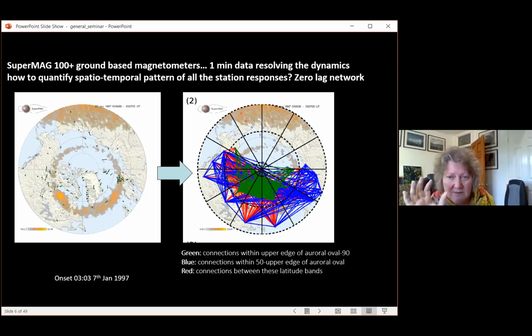Okay, but having done that, then we can do something like this. And this is just the zero lag. Remember, there's a function of lag. We've literally just taken the time at onset and colored in the connections. The green is within the oval, the red is across, and the blue is outside. So you can immediately see there's a current system there, which is kind of what we knew. So you can start to pick it up with the network.